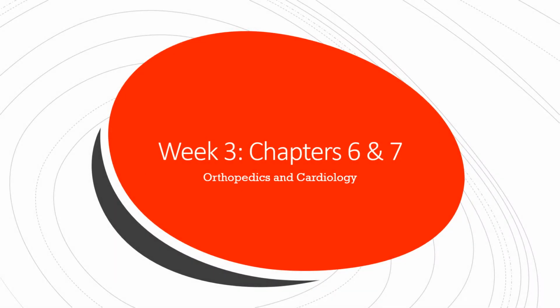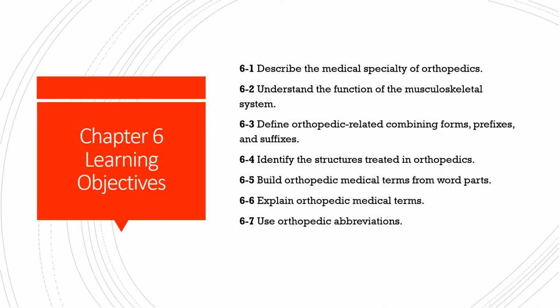We're going to be covering chapters 6 and 7, which are on orthopedics and cardiology. For chapter 6, you're going to want to be able to describe the medical specialty of orthopedics, understand the function of the musculoskeletal system, define orthopedic-related combining forms, prefixes, and suffixes, identify structures in treating orthopedics, build orthopedic medical terms from word parts, explain orthopedic medical terms, and use orthopedic abbreviations.